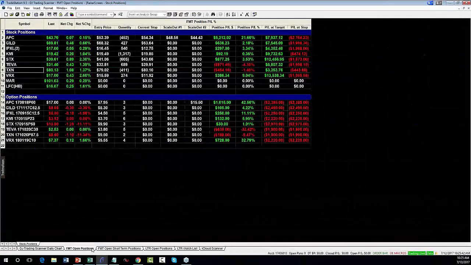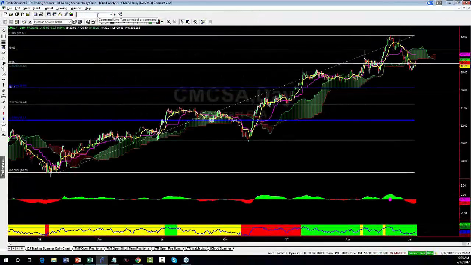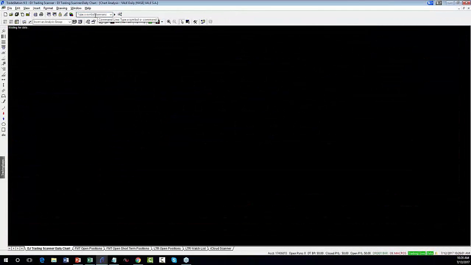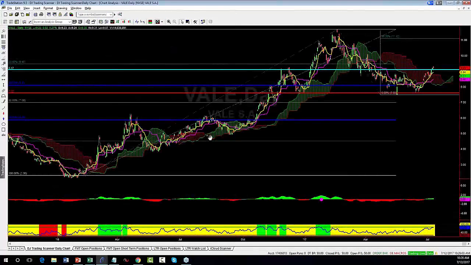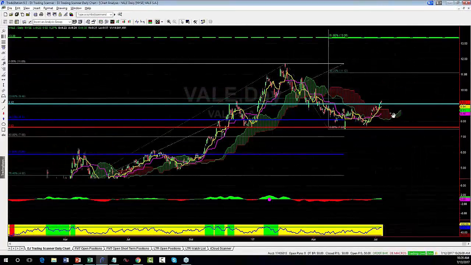Let's see the positions we're in right now. Are any of these wave 5 trades? Oh, that one I showed you earlier, Vail. Vail is absolutely a wave 5. There's 3, big move up. There's 4, the correction. We're trading 5. This is a wave 5 trade up to this wave 5 target zone.